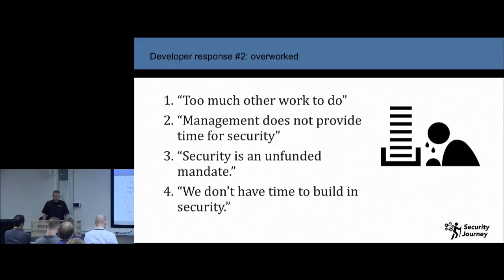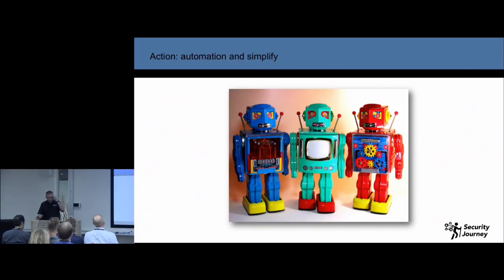Okay, the second group are those people that are overworked. These are direct quotes I've heard from that group. Too much other work to do. My boss doesn't give me time for security. Security is an unfunded mandate. Isn't that terrible? Doesn't that give you a little bit of cringe? It means work I have to do that we don't have resources allocated for. That's executive speak for something, but I'll leave that alone for now. We don't have time to build in security.